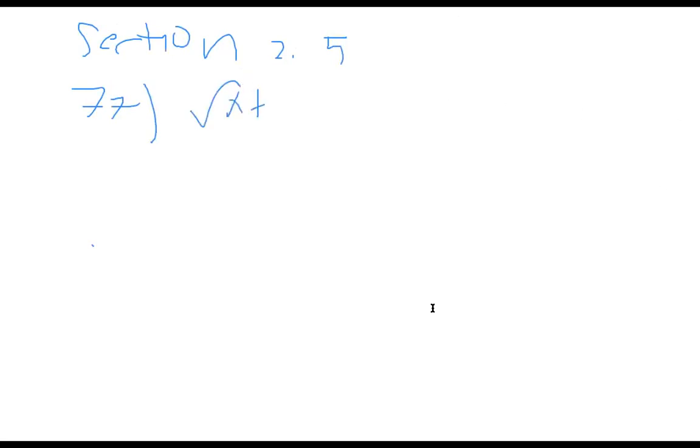Let's do 77. That works. That's section 2.5, and that looks pretty fun. Okay, section 2.5, number 77. We are looking at root x plus root 1 plus x equals 4. Okay, so this is the IVT.